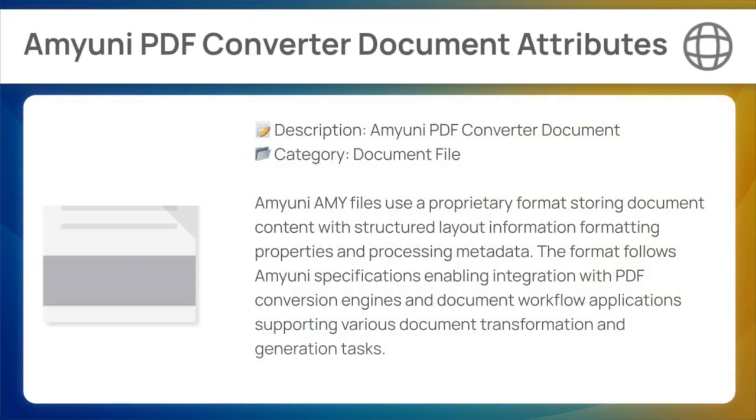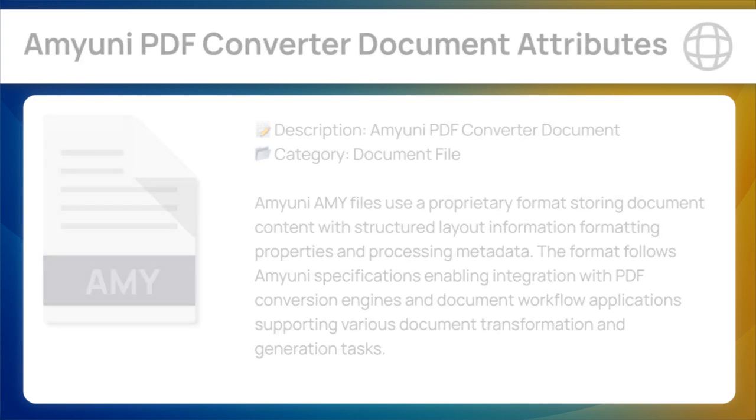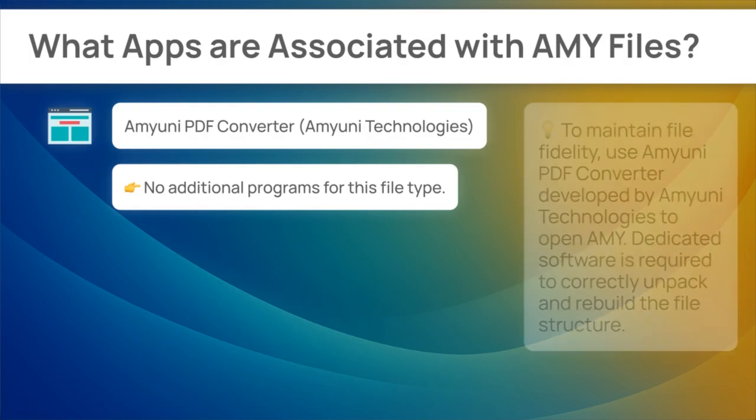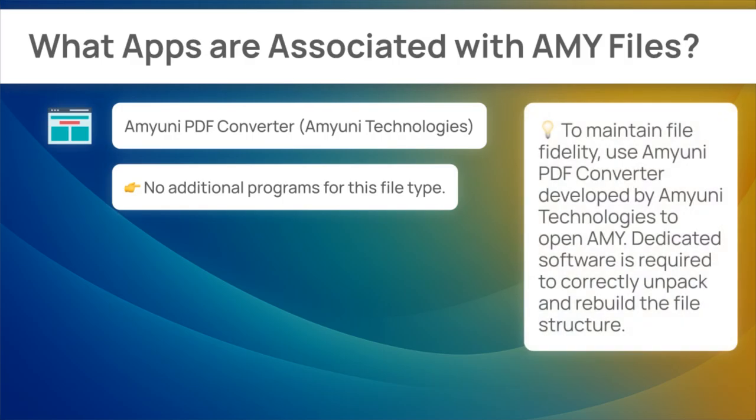Amyuni AMY files use a proprietary format storing document content with structured layout information, formatting properties, and processing metadata. The format follows Amyuni specifications, enabling integration with PDF conversion engines and document workflow applications supporting various document transformation and generation tasks. The best utility for reliable viewing of AMY is known to be Amyuni PDF Converter by Amyuni Technologies. Dedicated software is required to correctly unpack and rebuild the file structure. Windows may open the file, but full formatting and layout control demand compatible editing tools.